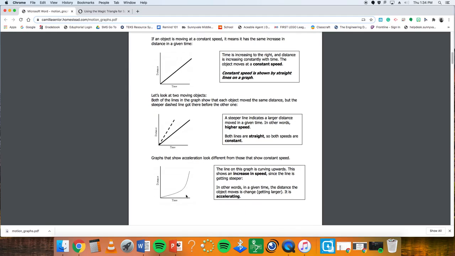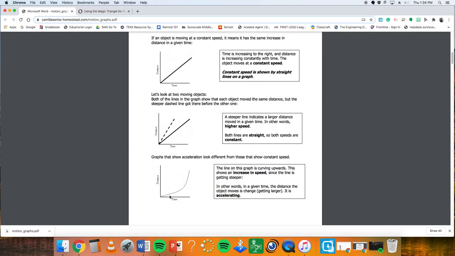And we have acceleration, speeding up. You can do the line like this and going this way, and that would be acceleration as well. Slowing down. Starting off really fast and then slowing down.